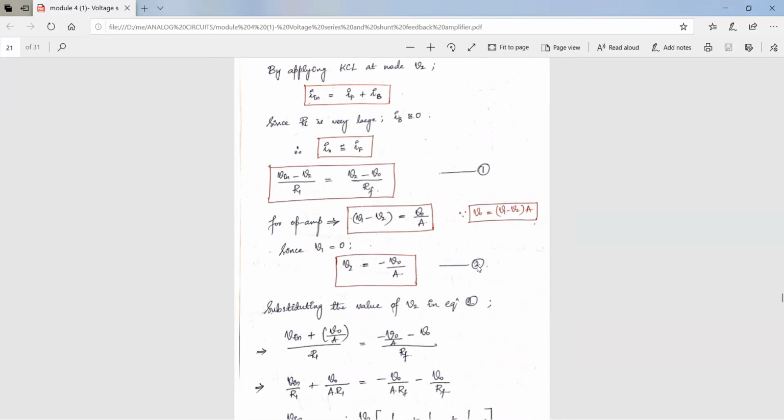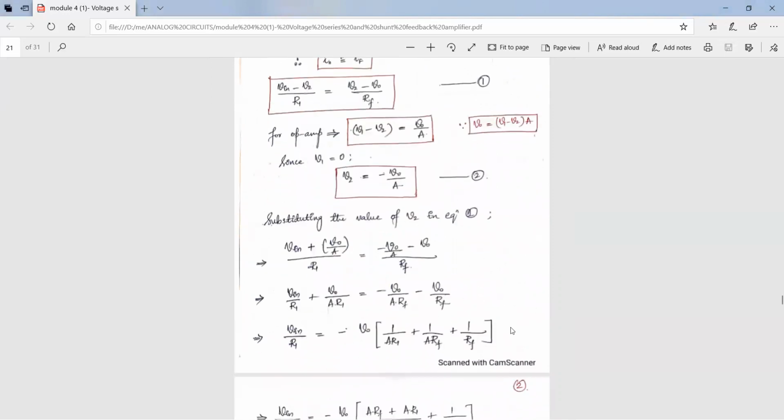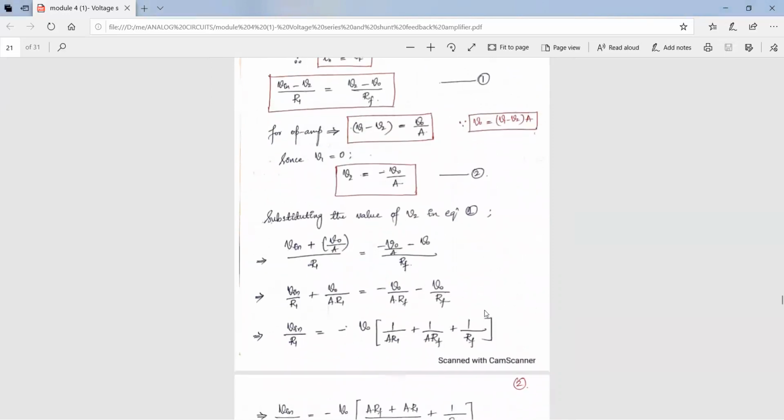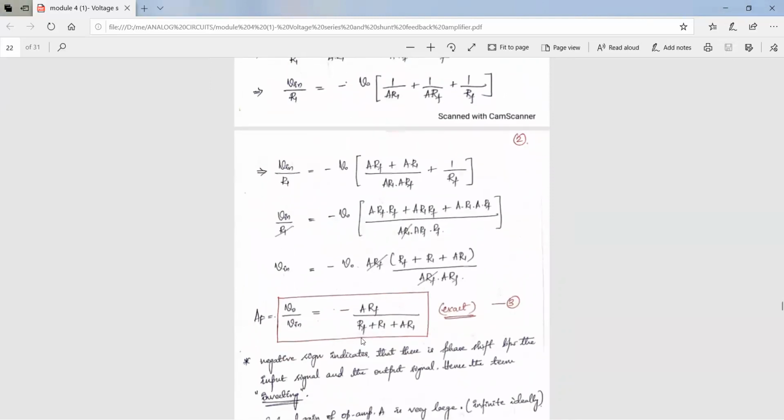Now I'll substitute this in equation 1. Upon simplification I'll get the closed loop voltage gain as equal to minus A RF by R1 plus RF plus A R1. This is the exact value of the closed loop voltage gain, and I'll name this equation 3. You can observe that here we have got the negative sign.